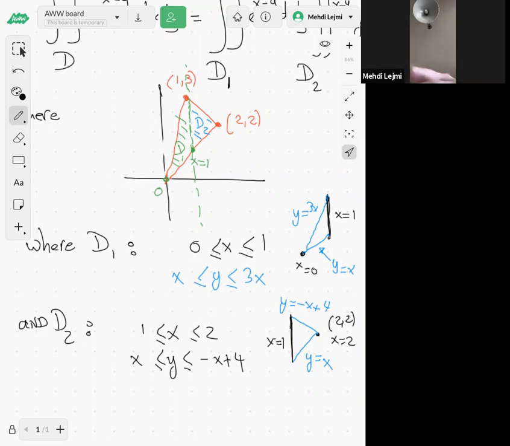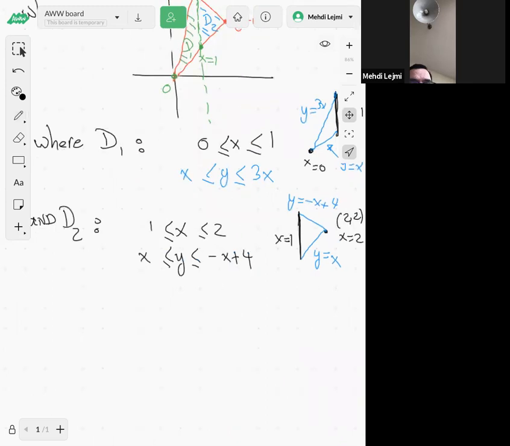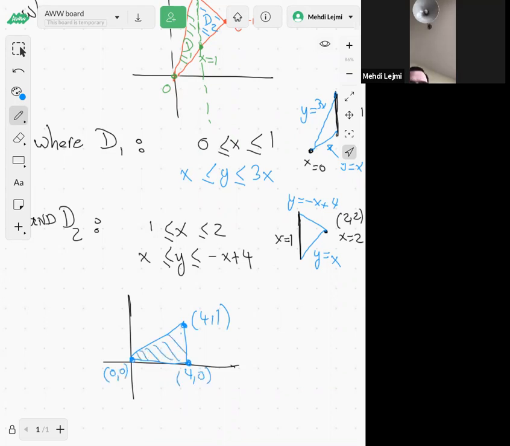No, it depends. For example, let's say you have this triangle, with this point being (4, 1), and this is (0, 0), and this is (4, 0). Here you have a horizontal side, and you are connecting this horizontal line to this point. So this is an elementary region. You don't need to divide.